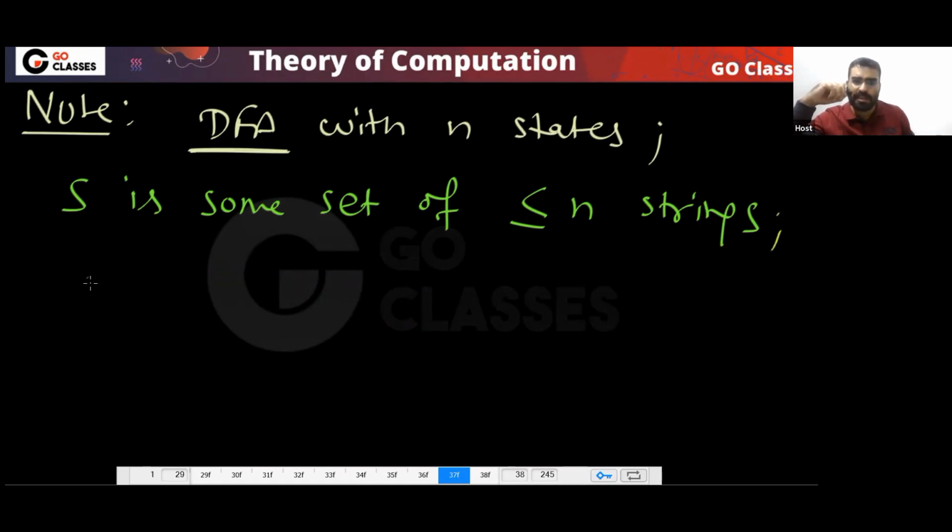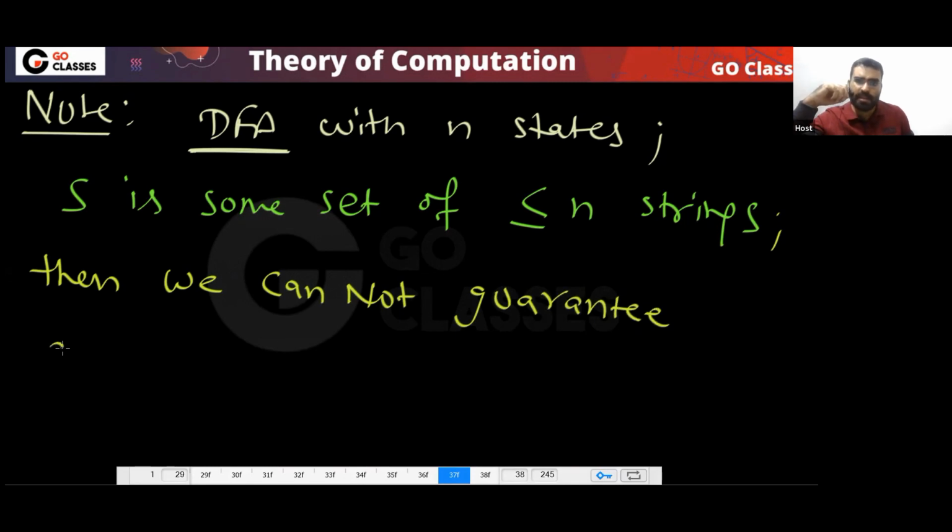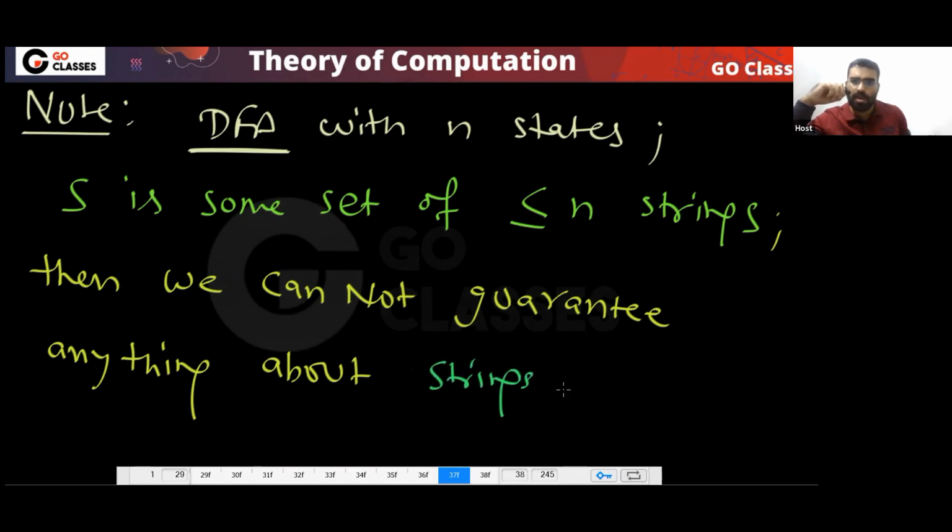Then what we can say, where the DFA will go? Then we cannot say anything. We cannot guarantee anything. Yes or no? We cannot guarantee anything about the strings of S ending in same or different states. Okay, so this is the idea.